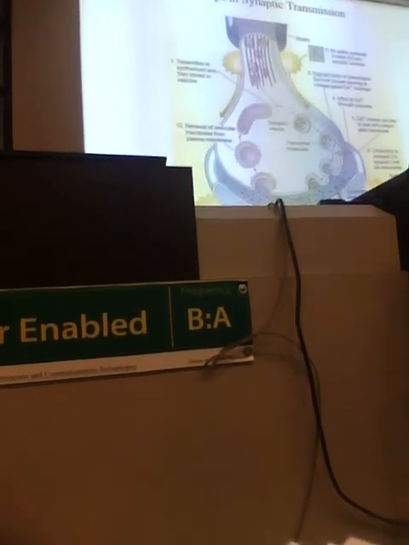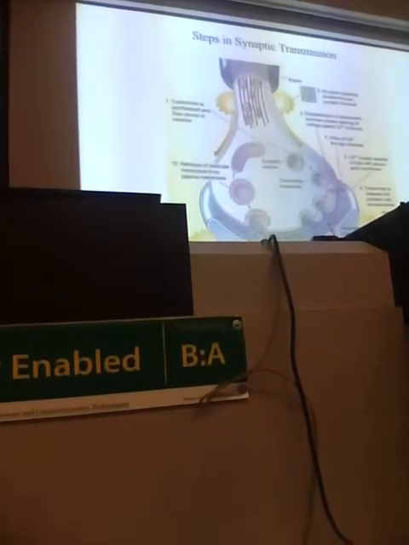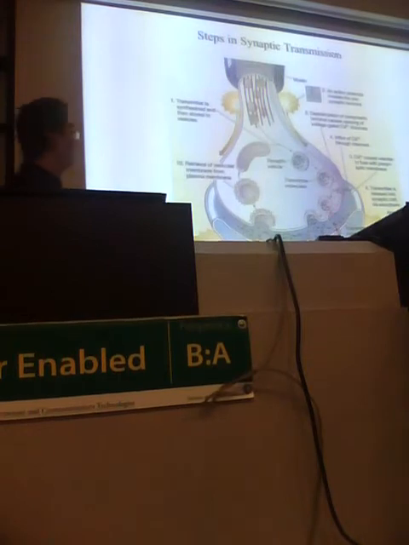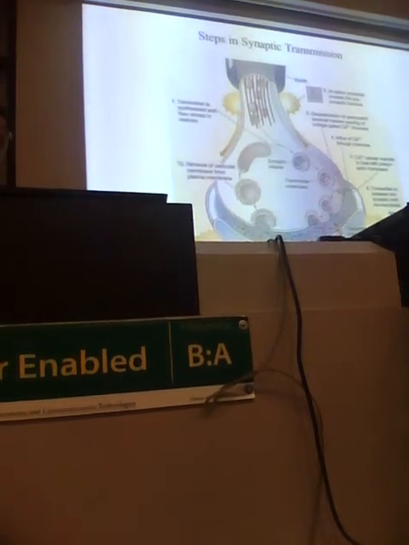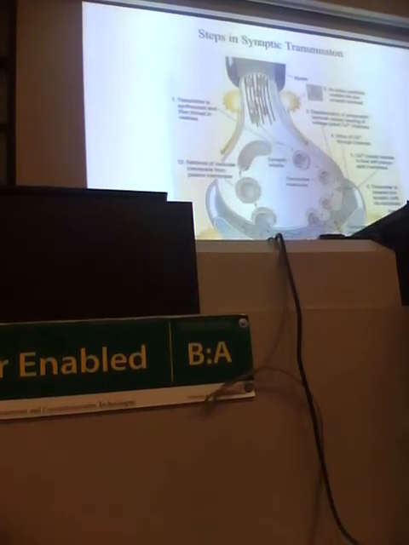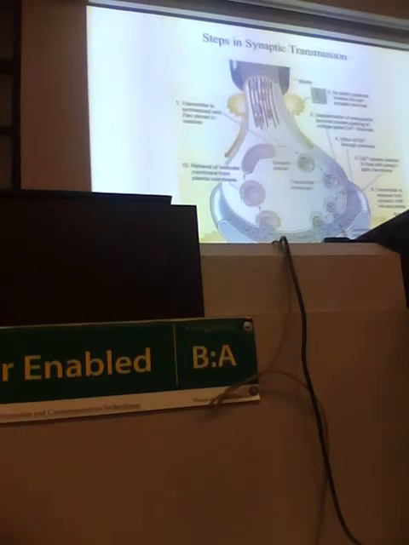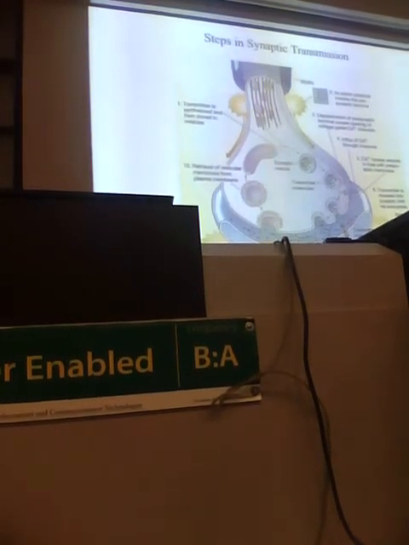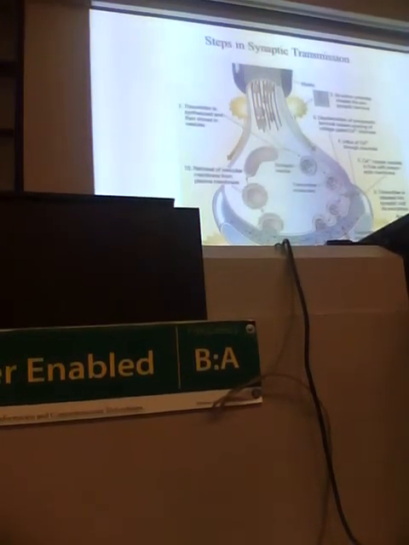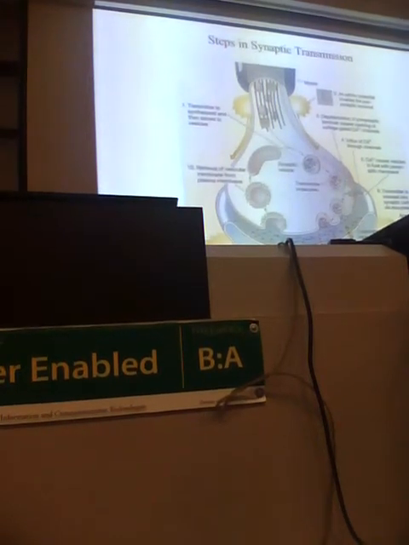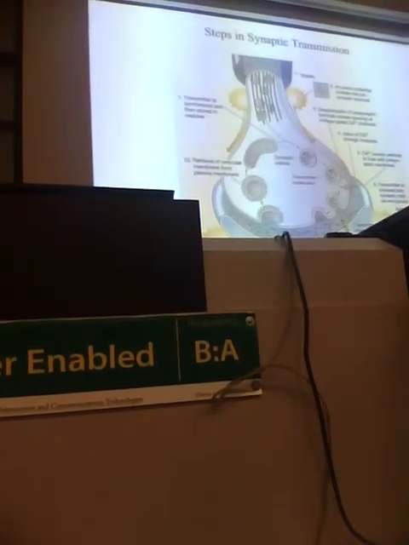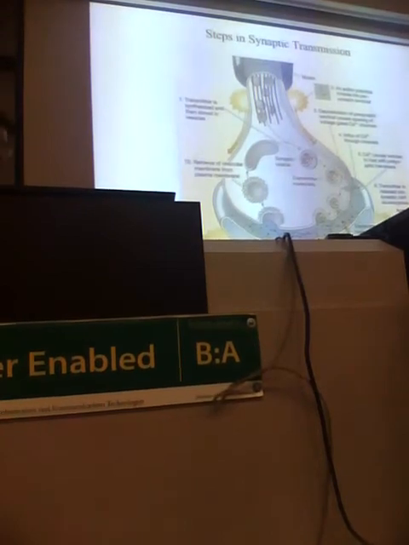And it takes less than, let's say, 100 microseconds for the transmitter to float across the tiny gap, where it binds to specific receptors, which then either open up or sometimes close channels. So as a result, you get ion flux through these opened transmitter-activated channels in the postsynaptic cell. And these ion fluxes can then lead to either excitatory or inhibitory postsynaptic potentials.